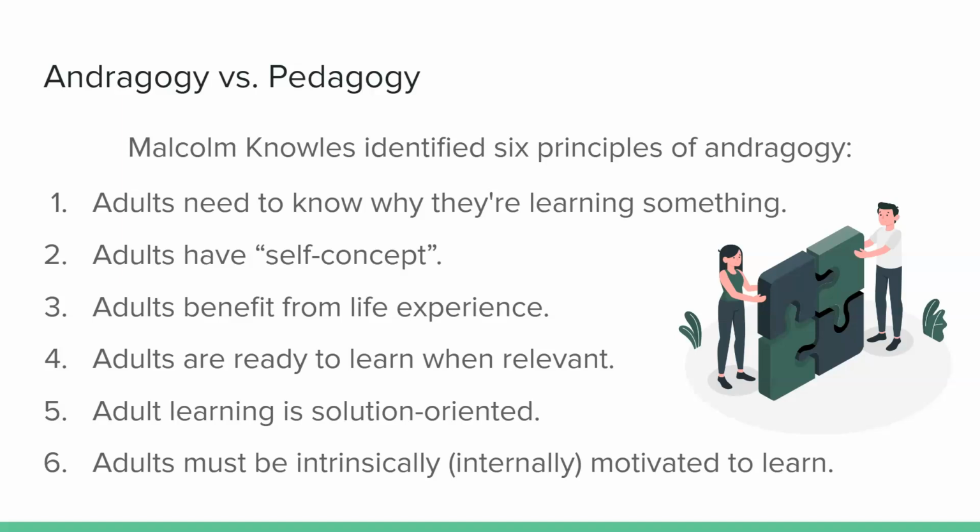And the fifth principle is that adult learning is solution oriented. So we want to help adult learners to apply their new knowledge to actually solve problems, right, that they're experiencing. That's something that's going to really motivate them to be engaged in your lesson. And the sixth principle is all about intrinsic motivation. That's internal motivation. So there's the idea of being internally motivated to engage in learning, as opposed to being externally motivated to engage in learning.